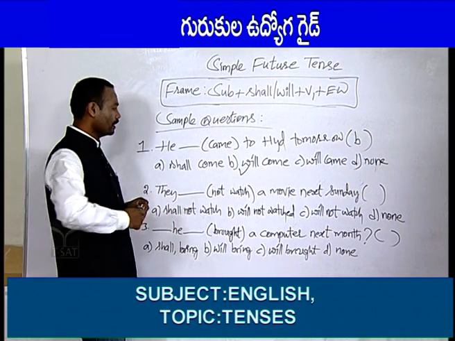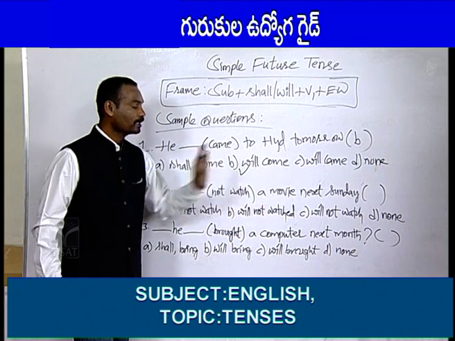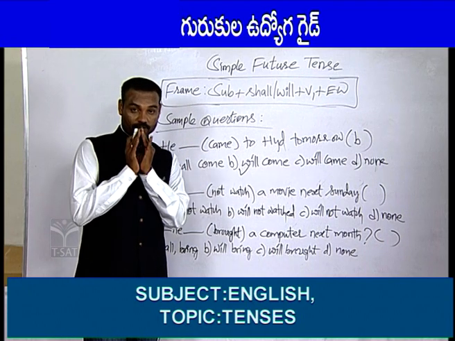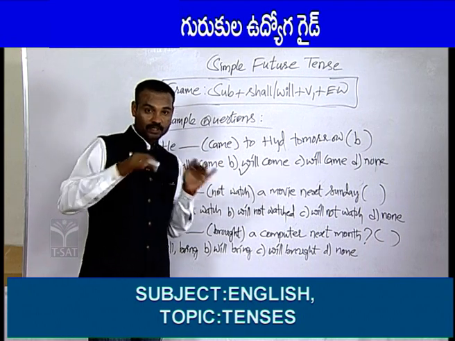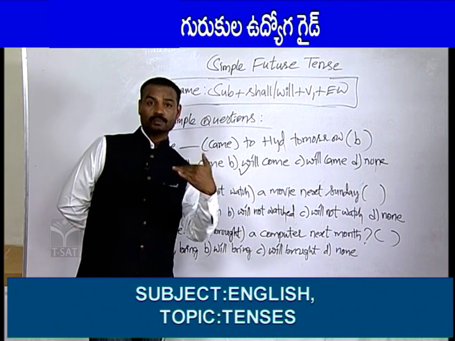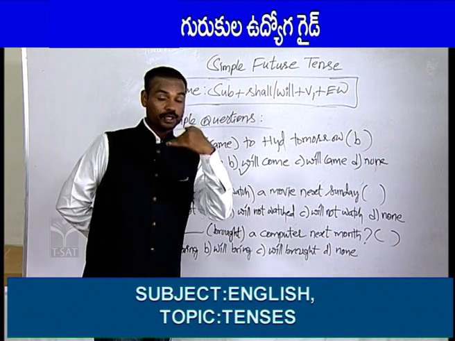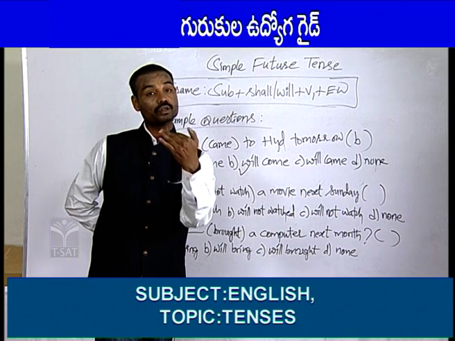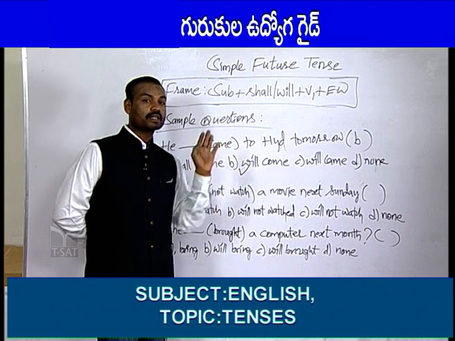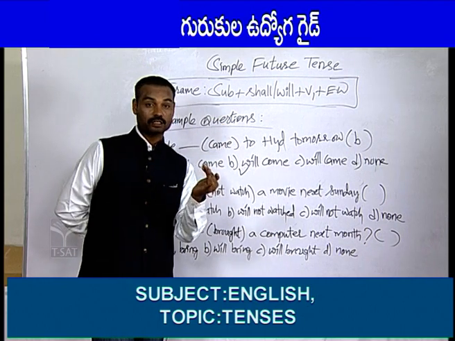Next, let's see one more example. They dash not watch a movie next Sunday. So friends, I have already told you that from tenses, 4 to 5 questions will be given. Sometimes they may give positive sentences, other times negative statements. In some rare situations, interrogative or WH type questions are also given from tenses. So you should be good at every type of sentence, whether it is positive, negative, interrogative or WH type.